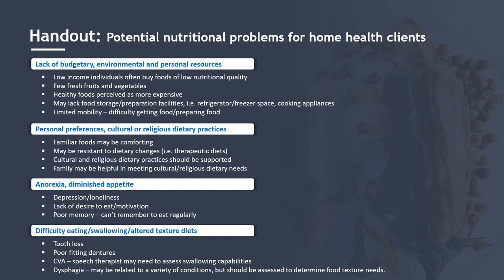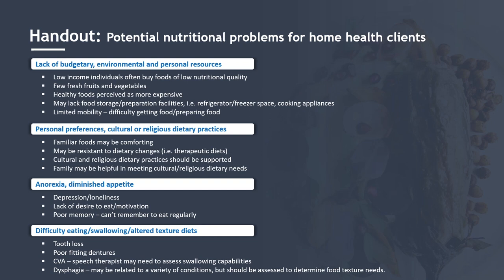They may have limited mobility, difficulty getting food or preparing food. Personal preferences, culture, or religious dietary practices. Familiar foods may be comforting. They may be resistant to dietary changes, such as therapeutic diets. Cultural and religious dietary practices should be supported. Family may be helpful in meeting cultural or religious dietary needs.